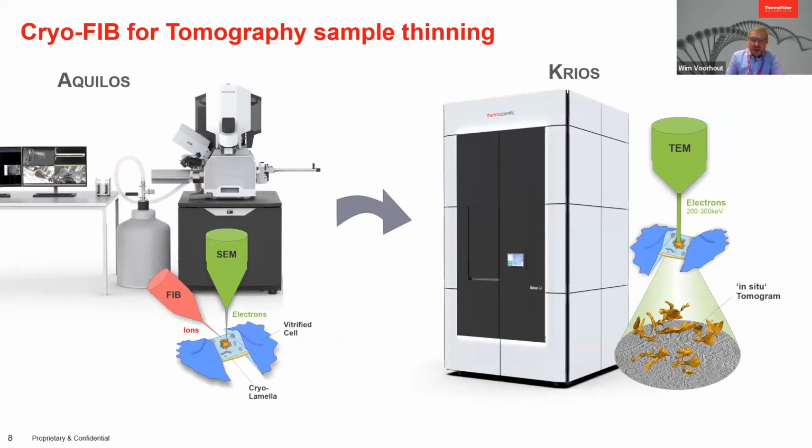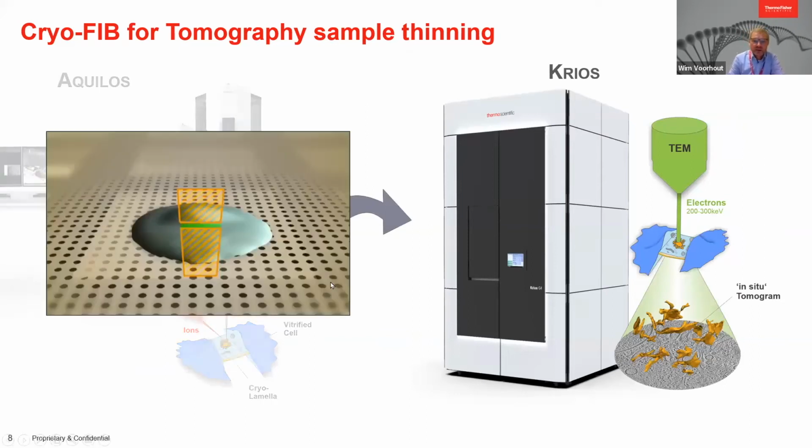So that was schematically. How does that look in real life? So here on the left, you see our Aquilos dual beam system, which has an SEM column for imaging and a gallium FIB to thin down your cells. It has a cryo stage that is fully rotational, and there we can thin down the cells.